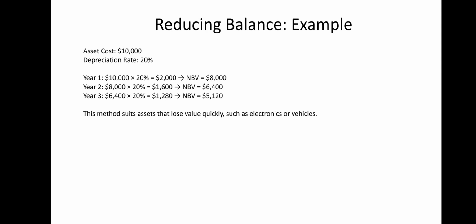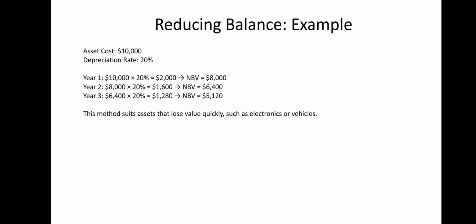So in the example, the asset cost is $10,000 and the depreciation rate is 20%. In year 1, we're taking $10,000 and multiplying it with 20%. So $10,000 minus $2,000 is $8,000. In year 2, we will take this net book value. The net book value is basically the cost minus the depreciation, which is the NBV.